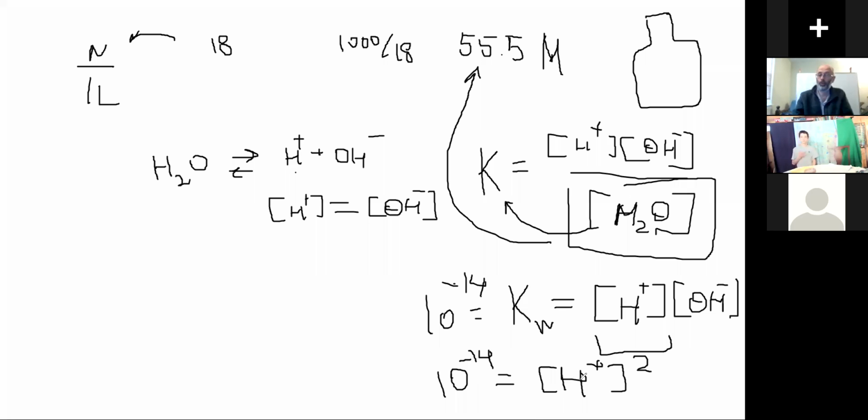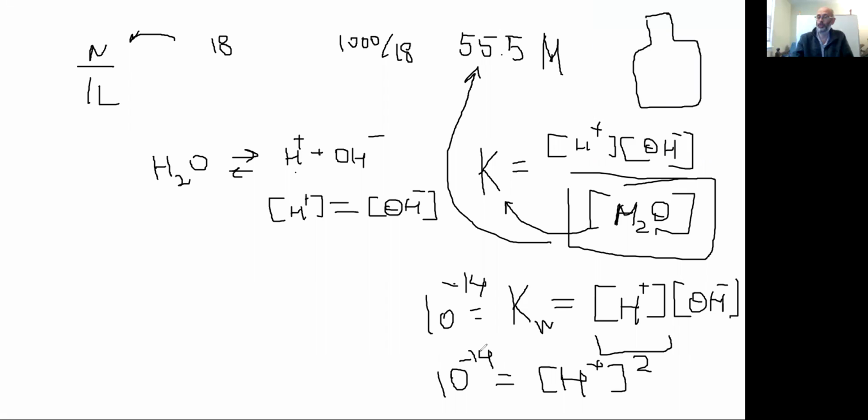Okay. So that means if H squared equals 10 to the power of negative 14, then H equals the square root of it. So H equals 10 to the power of negative 7.